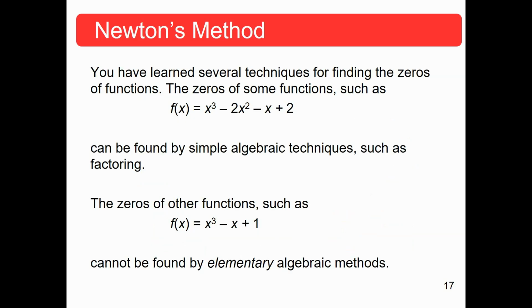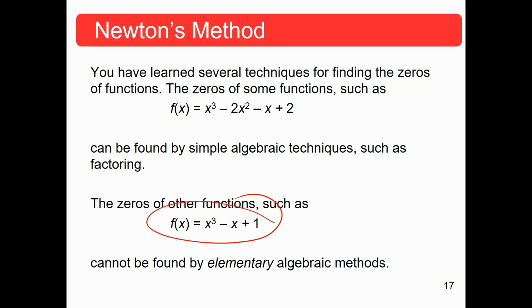Now, you've learned several techniques for finding the zeros of a function. All right. Some things like x cubed minus 2x squared minus x plus 2, we can find those just by simple algebraic techniques like factoring, right? We can see that this has 4 terms. We can do factoring by grouping. However, sometimes something like x cubed minus x plus 1, there are no elementary algebra methods for solving that.